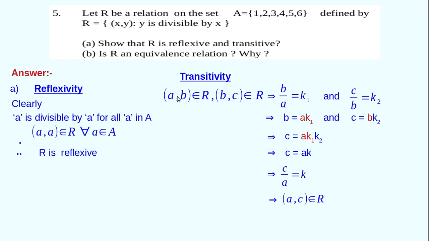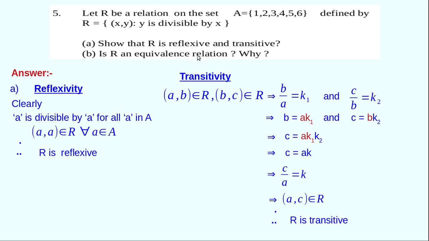It means that whenever AB, BC belongs to R, then AC also belongs to R. Hence, the relation is transitive. Therefore, the relation divisibility is reflexive and transitive on this set. When this set contains 0, this relation is transitive, but at that time the relation is not reflexive. Keep that in mind.